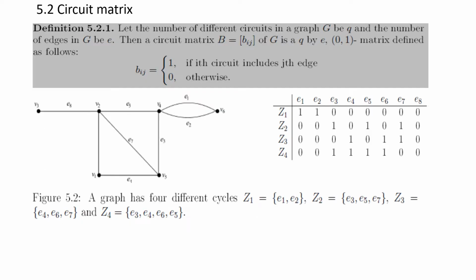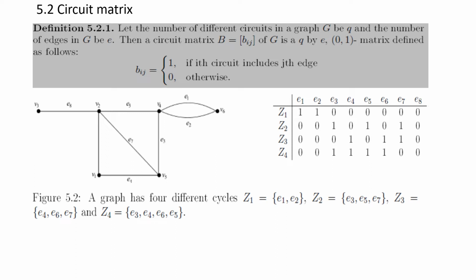Circuit matrix. Definition. Let the number of different circuits in a graph G be Q and the number of edges in G be E. Then a circuit matrix B equals B_ij of G is a Q by E 0,1 matrix defined as follows: B_ij is equal to 1 if the ith circuit includes the jth edge and 0 otherwise. Let us look at an example of a graph and the corresponding circuit matrix.